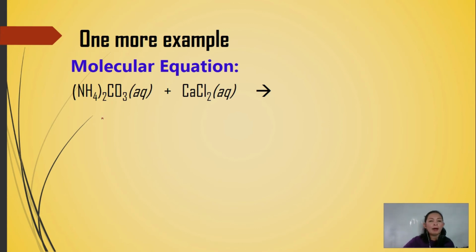I have one more example. So we already have here the reactants. We have ammonium carbonate and calcium chloride. So mayroon na tayong subscript AQ, meaning they are both soluble in water. So we need to predict if a precipitation reaction will be formed. So let's combine ammonium with chloride. Ammonium ion NH4 has a charge of positive 1, and chloride has a charge of negative 1. Therefore, we have this one as our product.